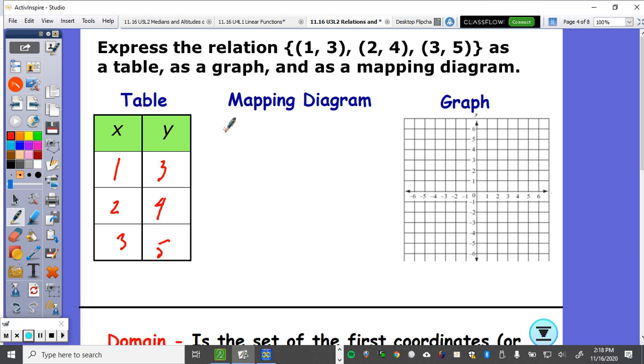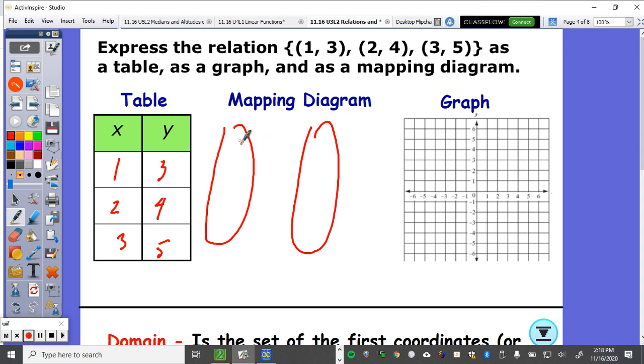The mapping diagram. So we have 1 is mapped to a 3. 2 is mapped to a 4, and 3 is mapped to a 5. When we plot the points, 1, 3, 2, 4, 3, 5, we're not connecting them.